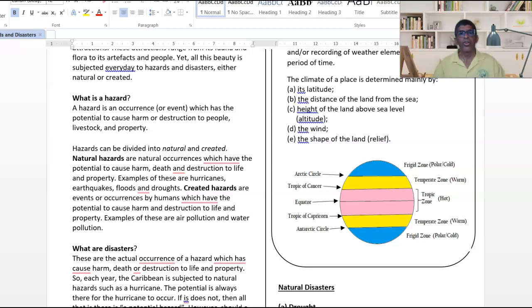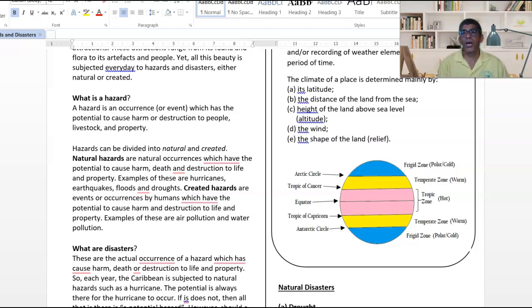And those are natural. Created hazards, on the other hand, are events or occurrences caused by humans, which have the potential to cause harm and destruction to life and property. Examples are air pollution, water pollution, toxic pollution, things that we do. So the actions that we get involved in that can cause harm or danger because we are not careful of the things that we do, those are created hazards.